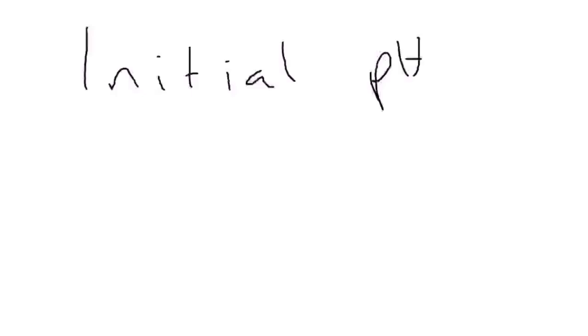So we're going to calculate the initial pH. Initial pH means before we've added any sodium hydroxide. And remember, in this case, because it's a weak acid, it's going to partially dissociate. So we can't just take the negative log of the concentration like we do for a strong acid. We actually have to calculate the pH of a weak acid.